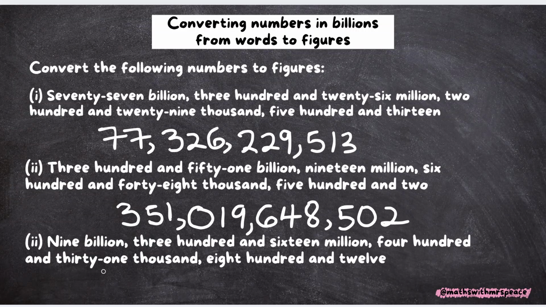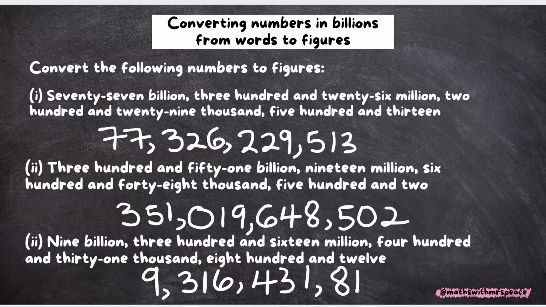So comma 502. And finally, in the last example, we have 9 billion. That's going to be 9, 316 million, so 316 million, 431,000 will be 431, 812 will be 812. And that's it, guys, on how to convert numbers in billions from words to figures.